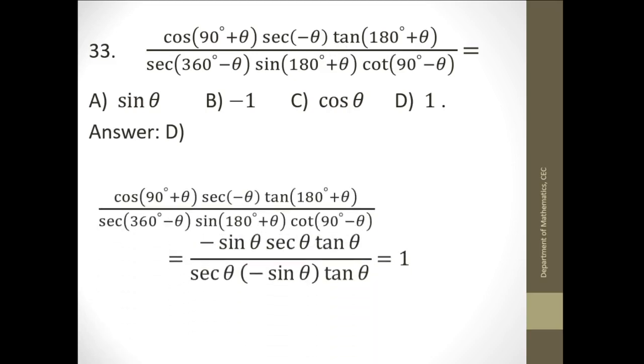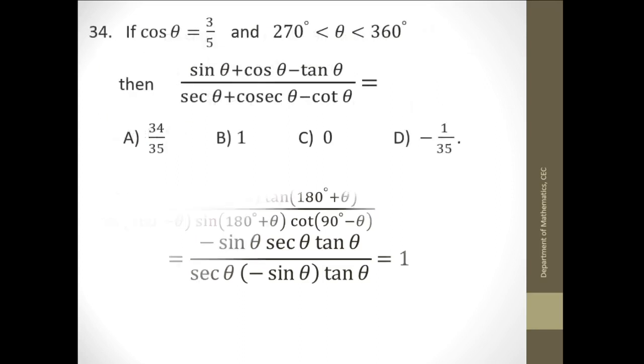So cos of 90 plus theta is minus sin theta because co-function, second quadrant cos is negative, minus sin theta. Secant of minus theta is secant theta, fourth quadrant. Tan 180 plus theta is tan theta, third quadrant. Secant 360 minus theta is secant theta, fourth quadrant. Sin 180 plus theta, third quadrant, therefore minus sin theta. Cot 90 minus theta, first quadrant, therefore tan theta. So co-angle 90 minus theta, cot becomes tan, and cancel everything, the remaining term is 1.